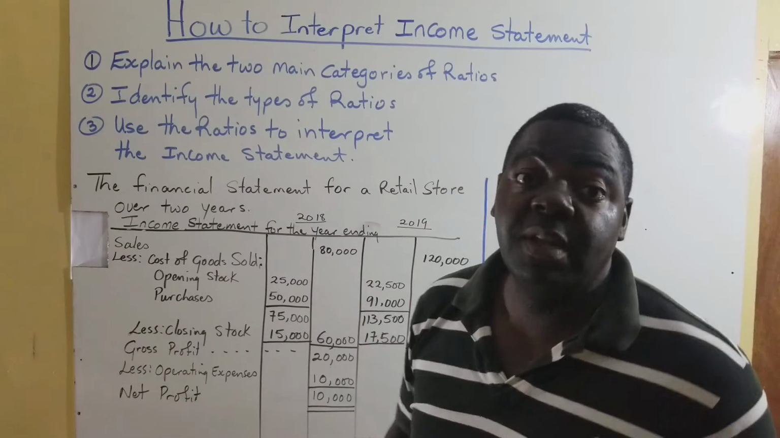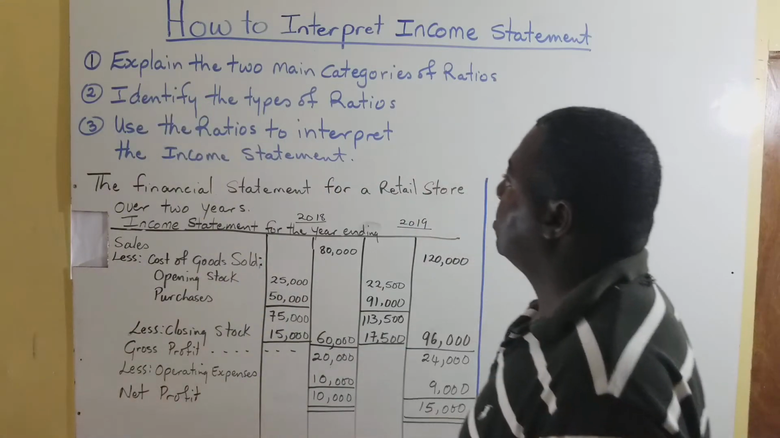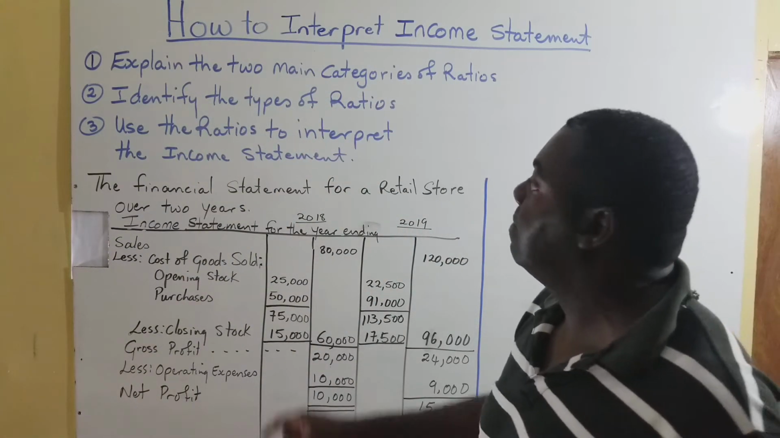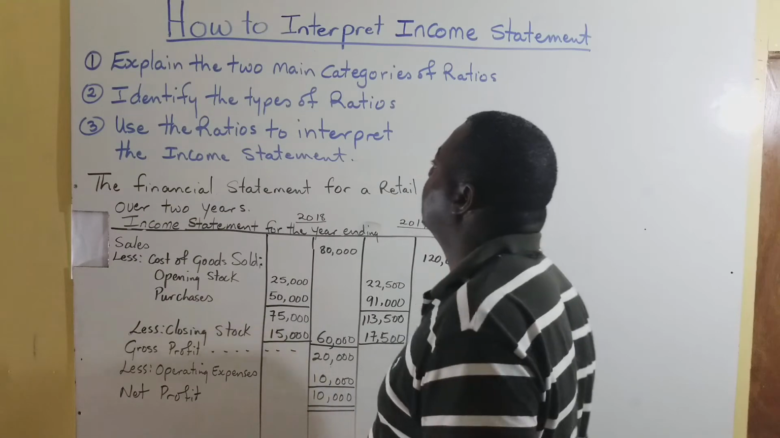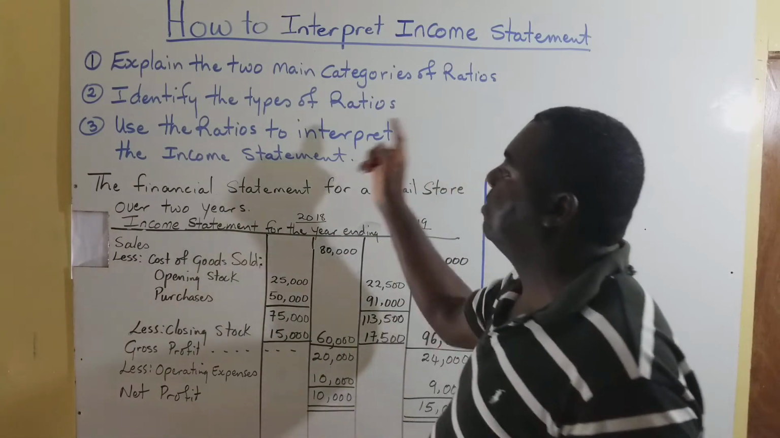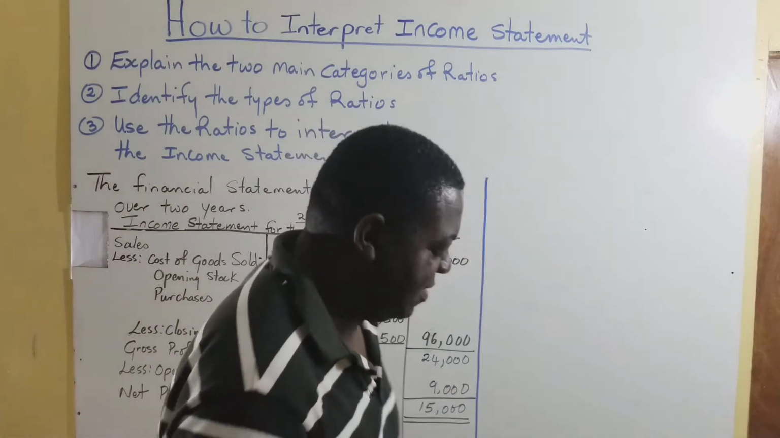The objectives today that we're going to be looking at: we want to explain two main categories of ratios, identify the types of ratios, and use the ratios to interpret the income statement. Okay, let's get right into it.